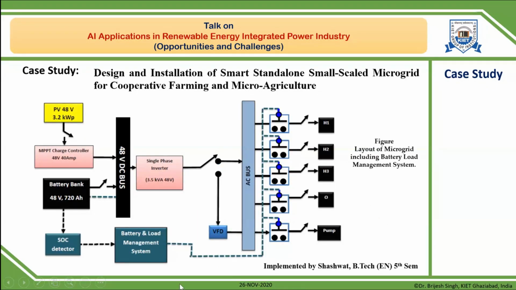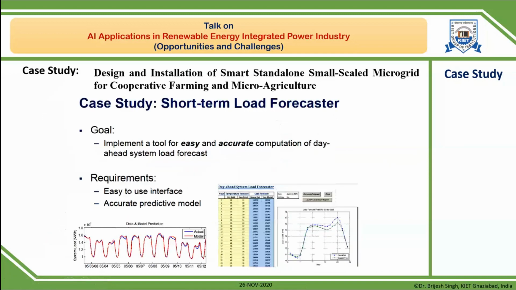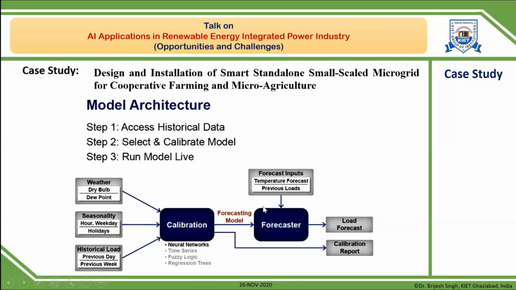This is a basic control power module diagram, and it was implemented by Shashwat. He is a BTech third year, fifth semester student. All the power modules were created by that person. And for the second part, we are now trying to integrate load forecasting with our microgrid model. Load forecasting is basically where you collect all the historical data, select the data which is fruitful, calibrate your model, and then forecast for the upcoming days.